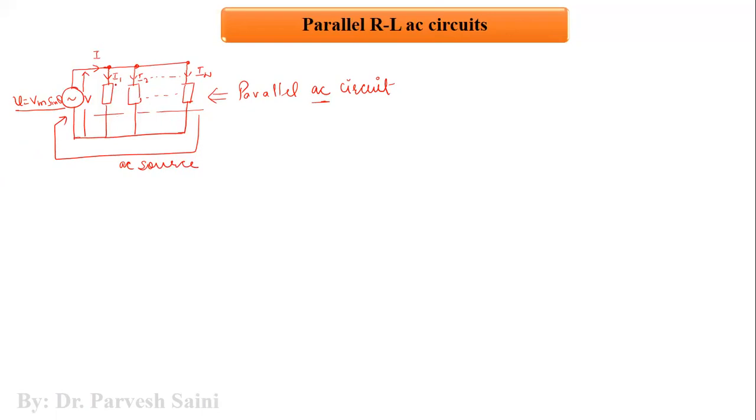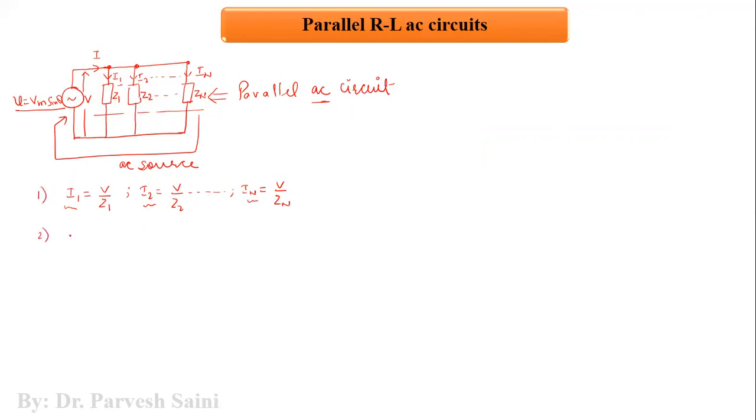For example, the current in any branch of this network depends upon the impedance of that branch. Let us say this block is the impedance of this branch, this is the impedance of this branch, and this is the impedance of the nth branch of the network. So we can say that I1 is equal to V by Z1, I2 is equal to V by Z2, and so on. We have IN equal to V by Zn. That means the current in any branch of the network depends upon the impedance of that particular branch. This is the first thing.